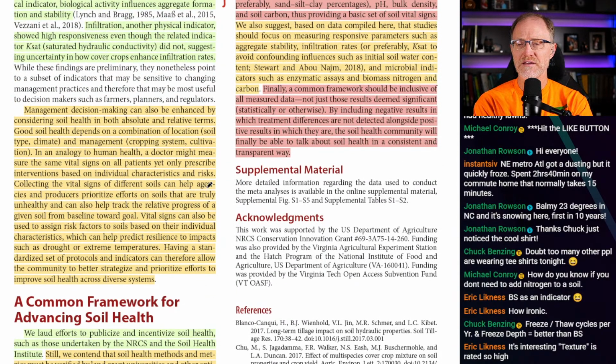Management decision making can also be enhanced by considering soil health in both absolute and relative terms. Good soil health depends on a combination of location and management. In an analogy to human health, a doctor might measure the same vital signs on all patients, yet only prescribe interventions based on individual characteristics and risks.